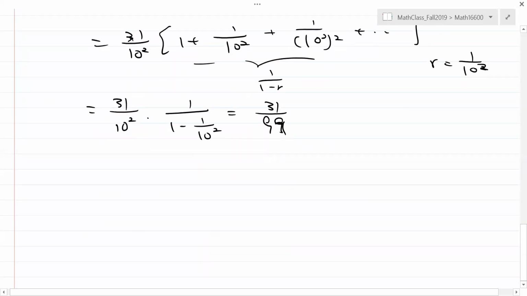All right, so let me repeat again. This infinite sum is going to be 1 over 1 minus r if r's absolute value is less than 1. It converges to that.